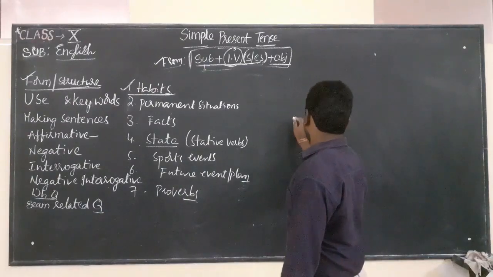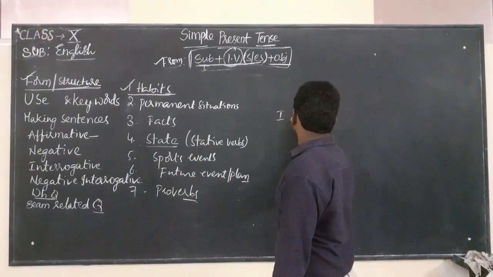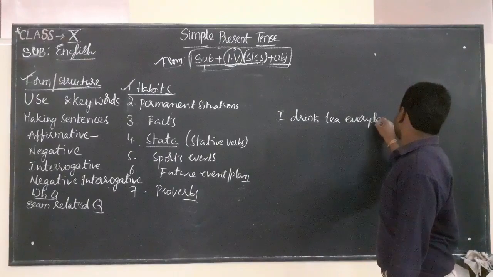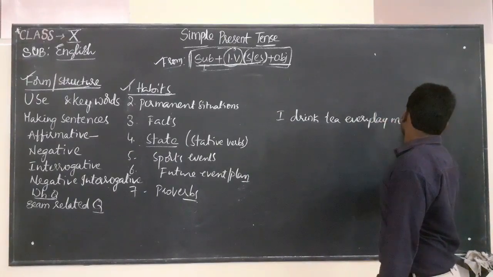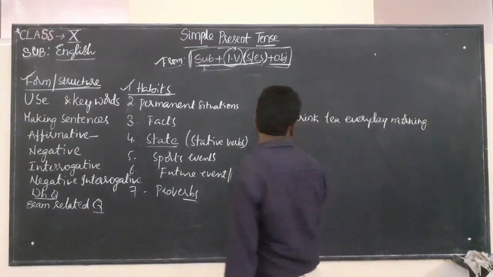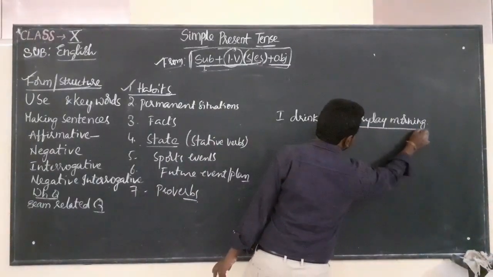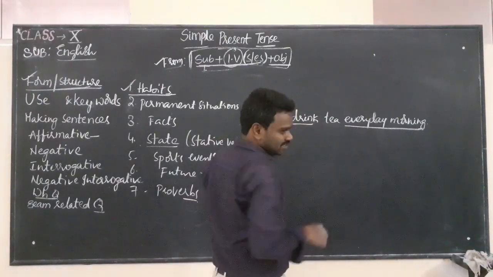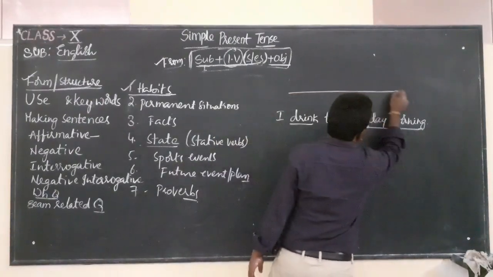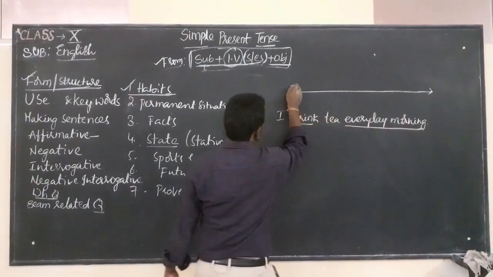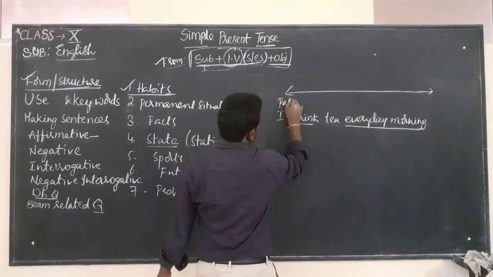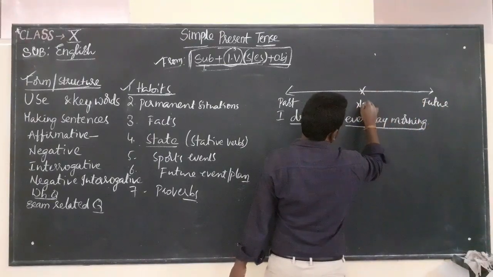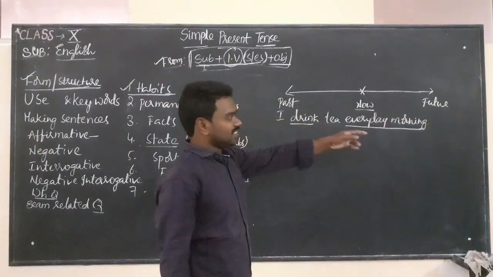For example, if I say, I drink tea every day morning. Every day morning, just underline this word. I drink. So what does every day mean? Let us see the timeline of this simple present tense. One side is past and the other side is future. Here, now, is present tense. So I drink tea every day morning.